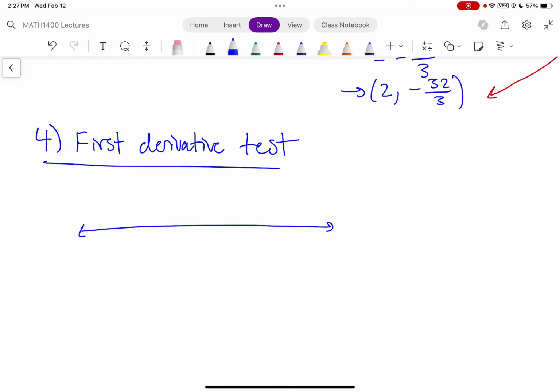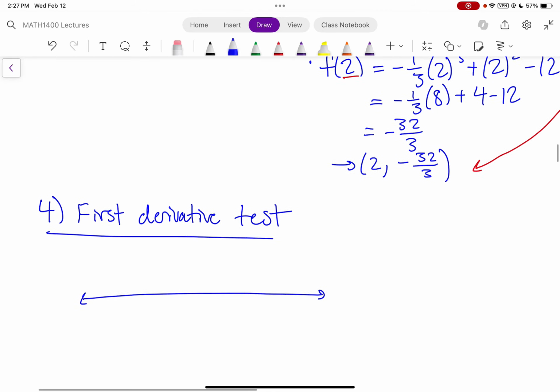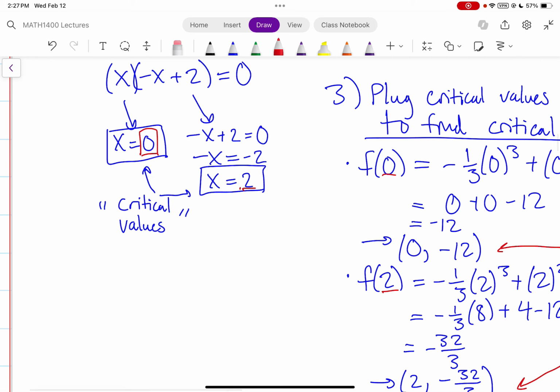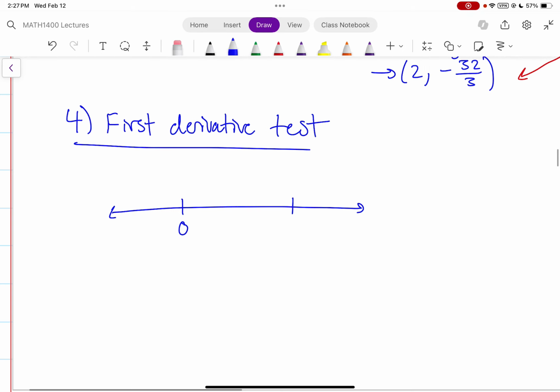Essentially this is like the x-axis. I'm just looking at a specific part of the x-axis. And I want to look at my critical values. Remember, these are 0 and 2, those x values. I want to plot those on the x-axis. I need to make sure that I put them in order as well. I have to do 0 and then 2. If I put 2 here and 0 here, then the first derivative test actually won't work. It'll give me a wrong answer. So I need to make sure I put 0 and then 2, in ascending order.